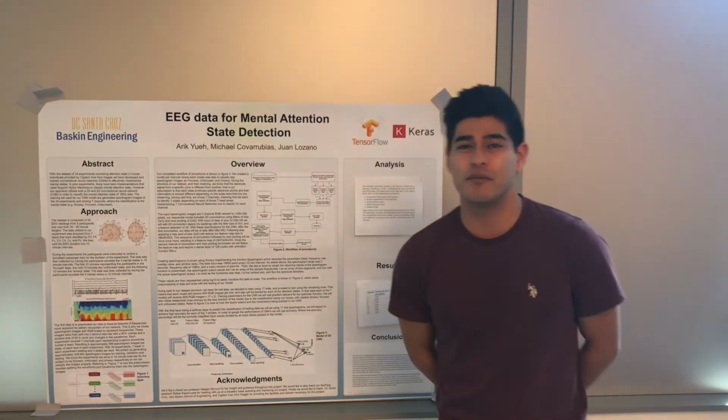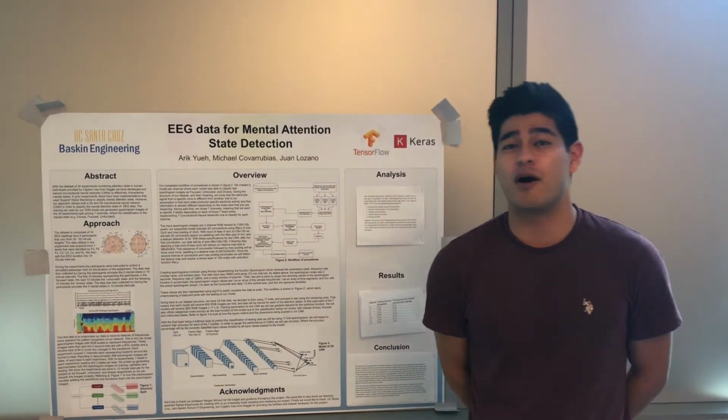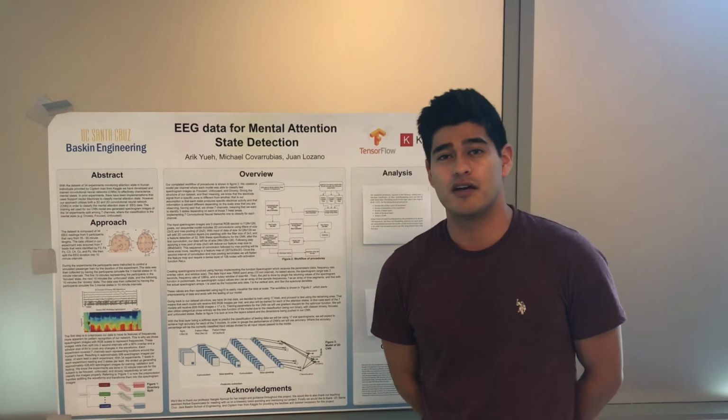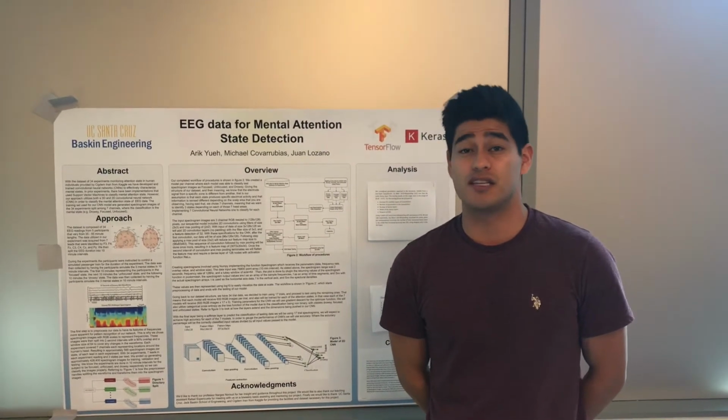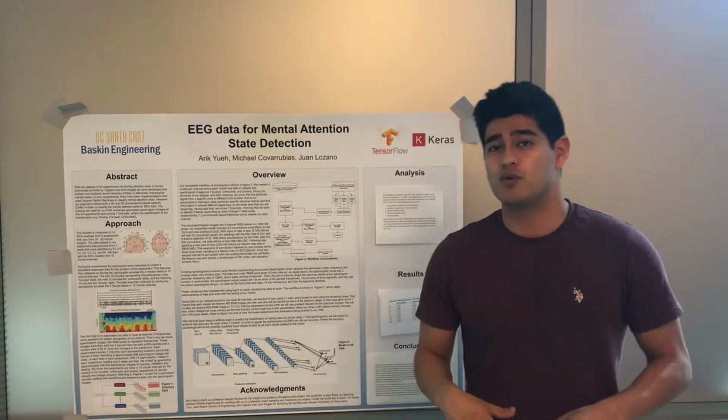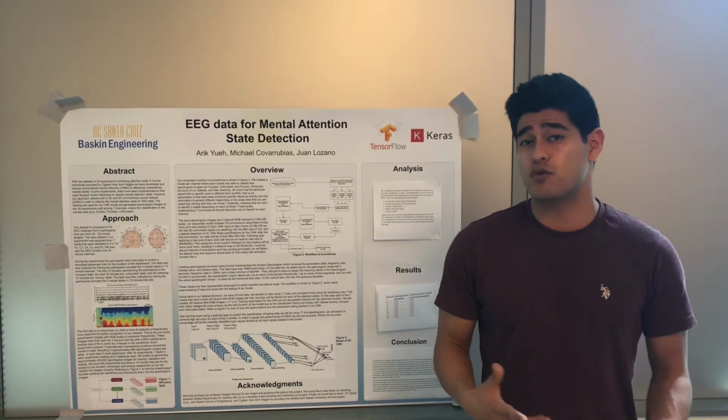Hello, I'm Michael. I'm the second presenter. I'm going to talk about our approach, which was not to use SVMs, but to instead create a convolutional neural network to classify images. What we used for input data to our convolutional neural network was spectrogram images.